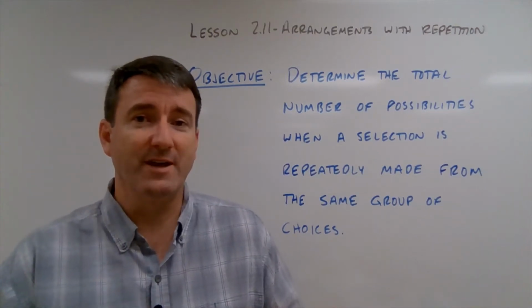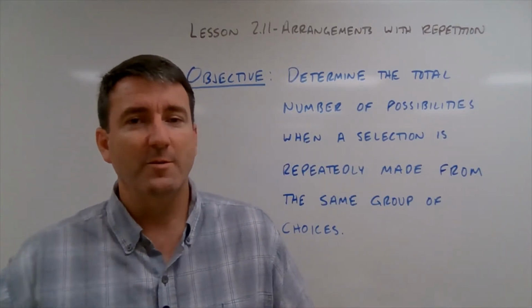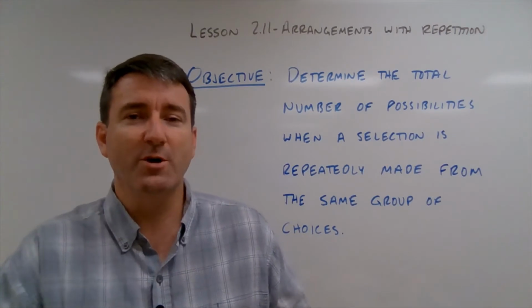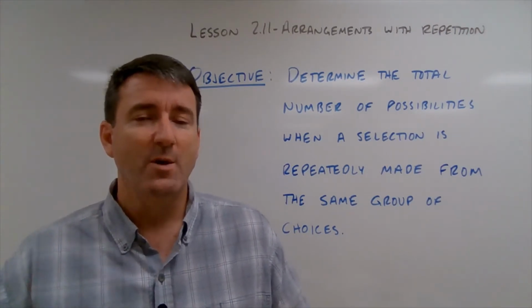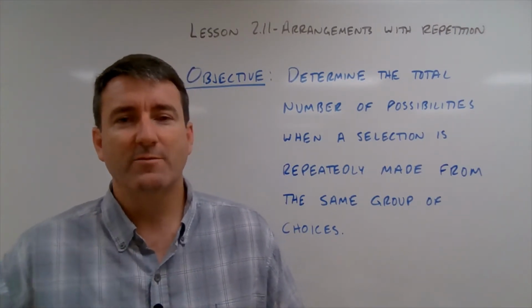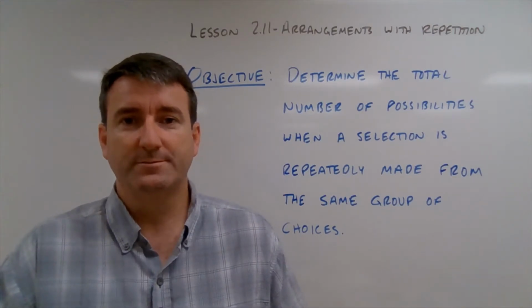Lesson 2.11, Arrangements with Repetition. Our objective for this lesson is to be able to determine the total number of possibilities when a selection is repeatedly made from the same group of choices.